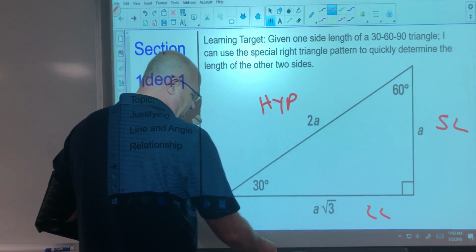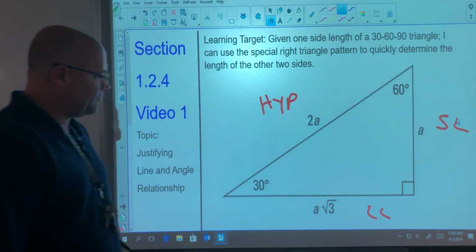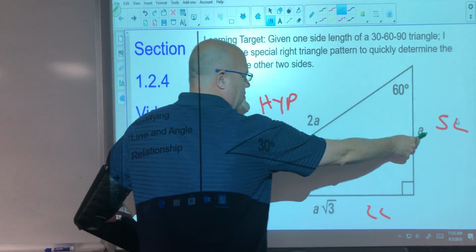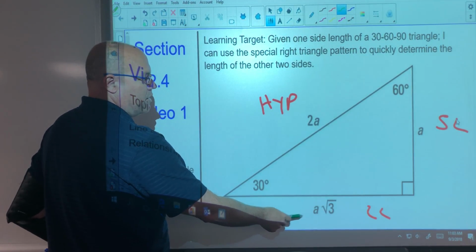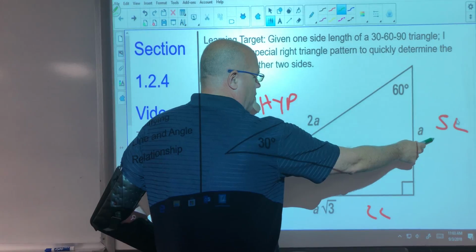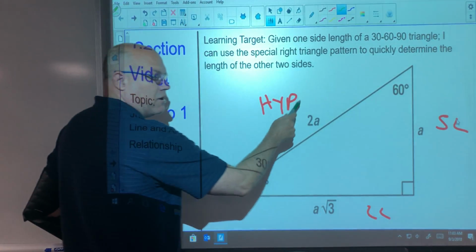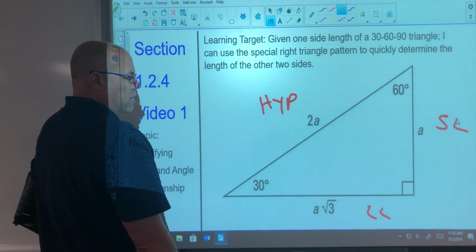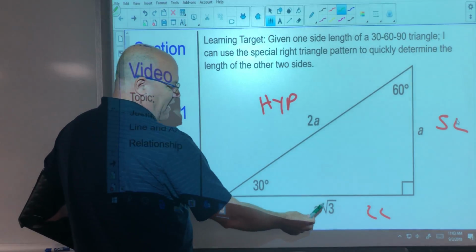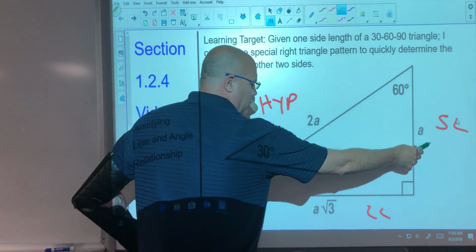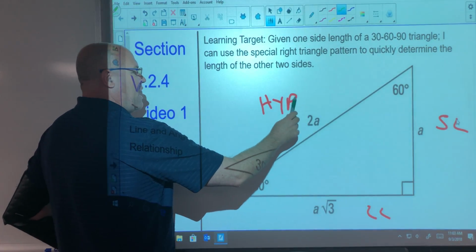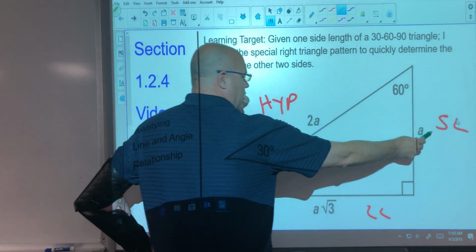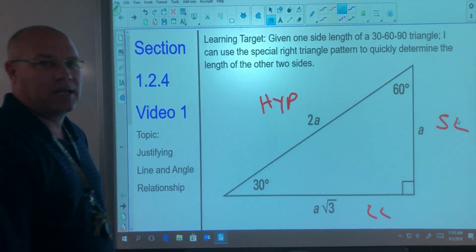So the relationship we discovered is if I have the short leg, I simply take the short leg and multiply it by the square root of 3 to give me the long leg. If I have the short leg and I want the hypotenuse, I multiply by 2. Now going backwards, if I have the long leg and I want to go back to the short leg, I divide by the square root of 3. And if I have the hypotenuse and I want to go back to the short leg, I divide by 2.